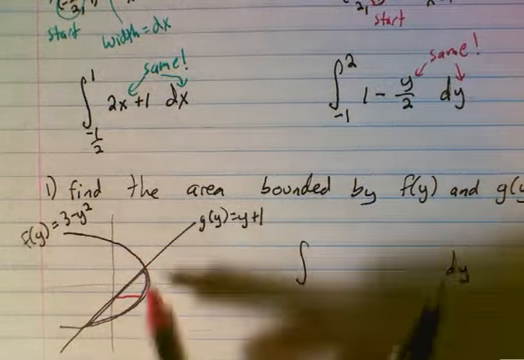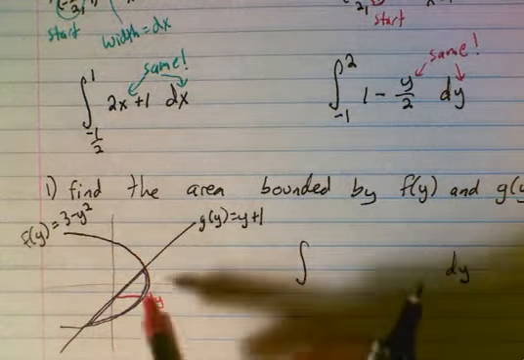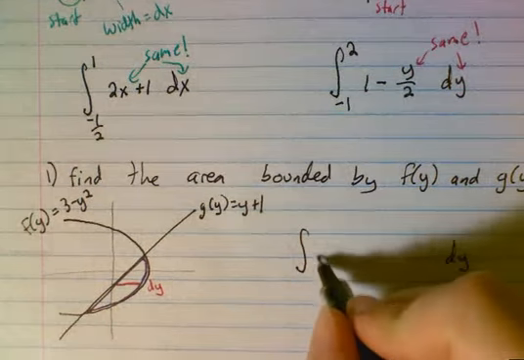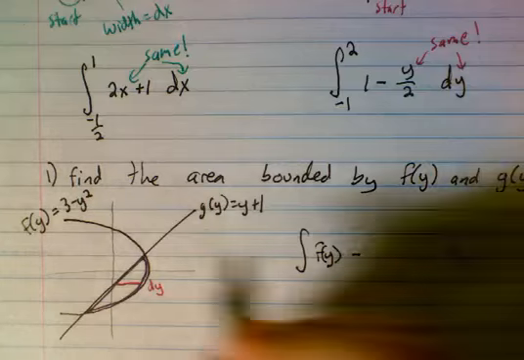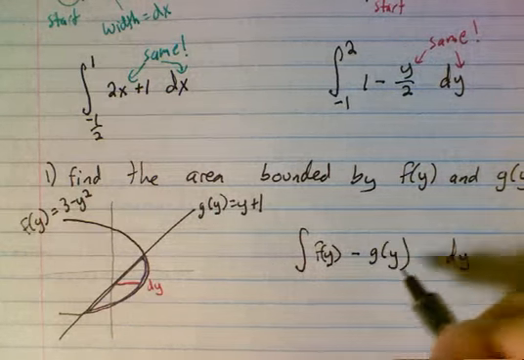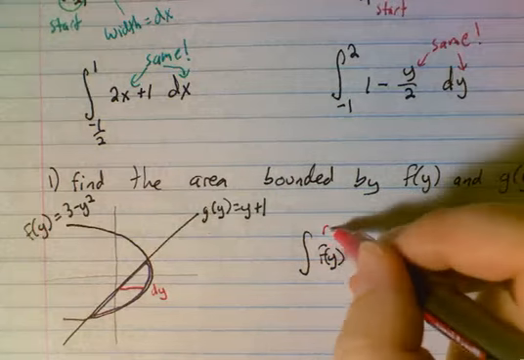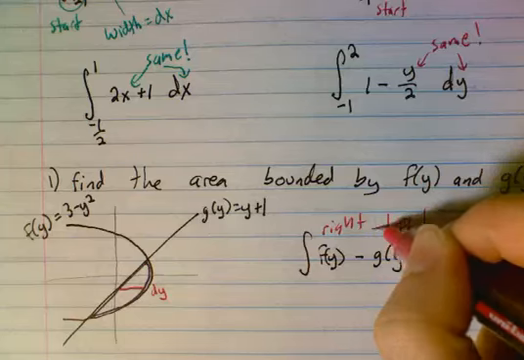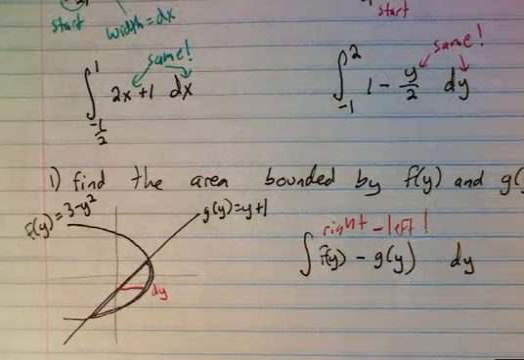And now I want to find the height. I want to find the right function, which is f of y, minus the left function, which is g of y. Notice again, this is right minus left. That's always going to be the case.